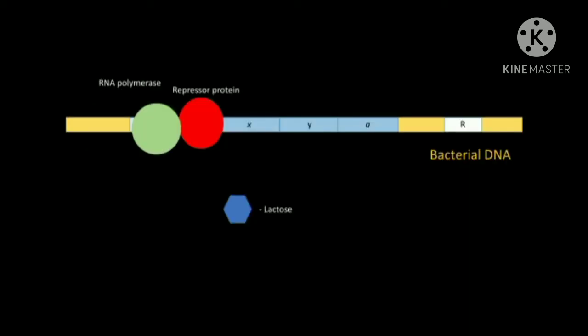As I said before, the Lac operon is an inducible operon. That is, it has a component named inducer which helps in the transcription process. In this case, lactose is an inducer. So we know when repressor protein is present, it turns off the operon. When lactose is present in the medium, firstly it enters the cell.